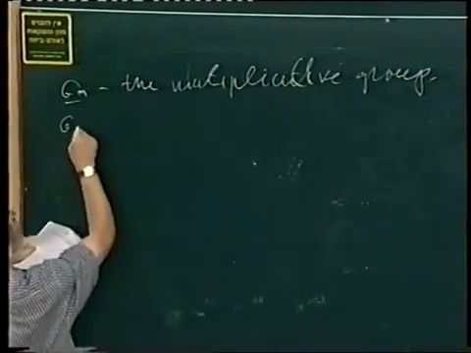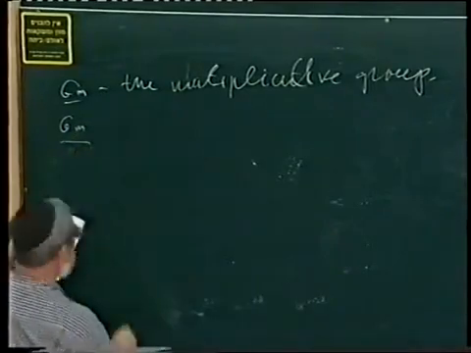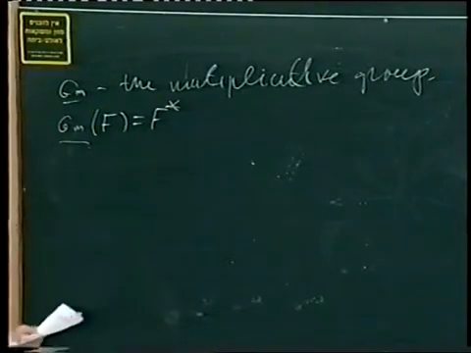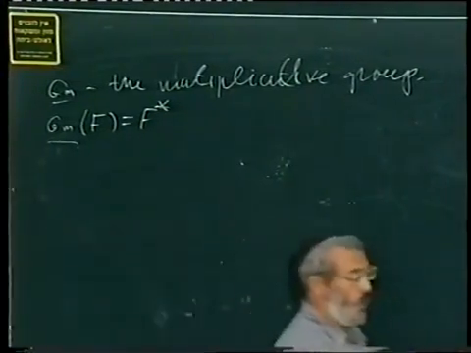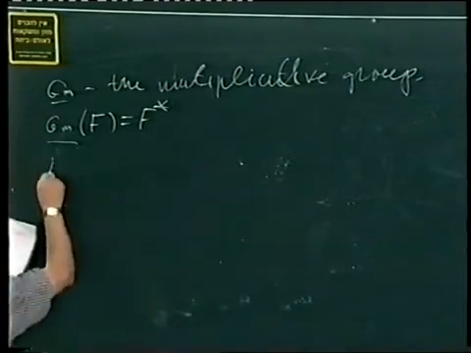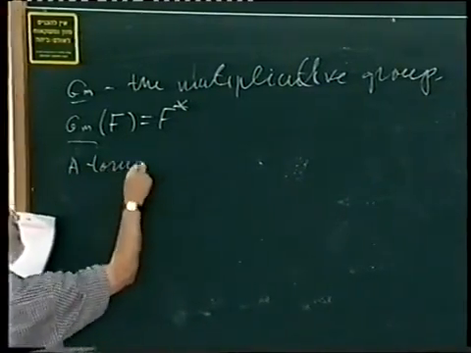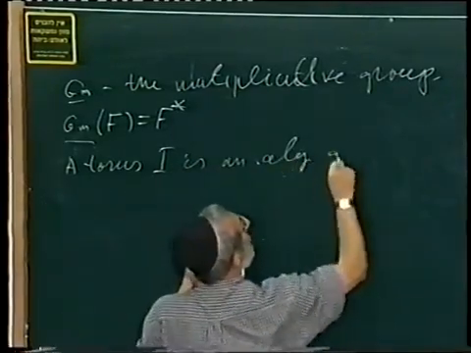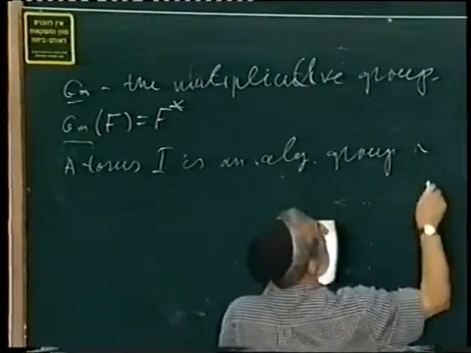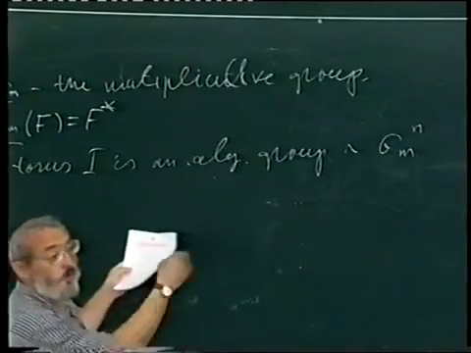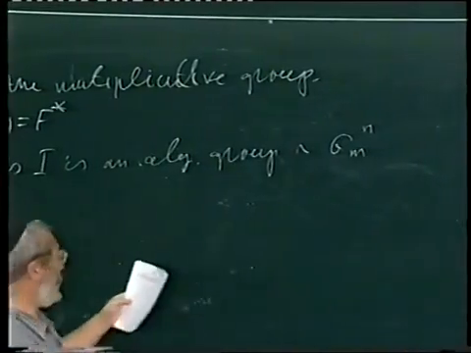So G_m of F is F star. It's an algebraic group such that the corresponding... Now a torus T is an algebraic group isomorphic to G_m to some power n. It is just a product, isomorphic to a torus, but not canonically isomorphic to a torus.